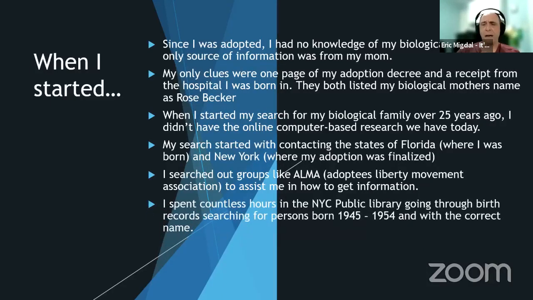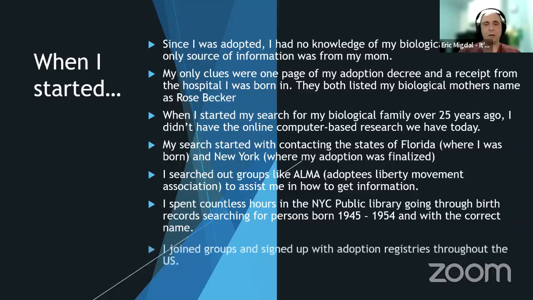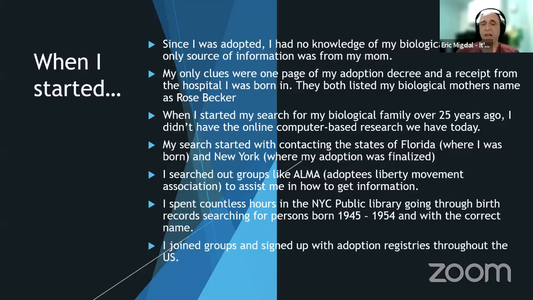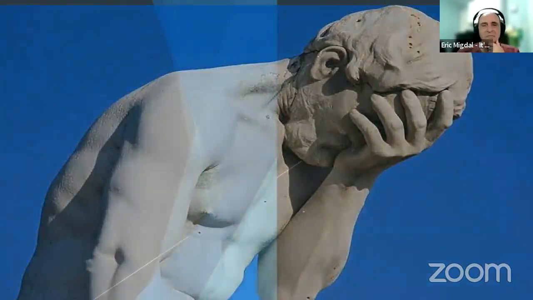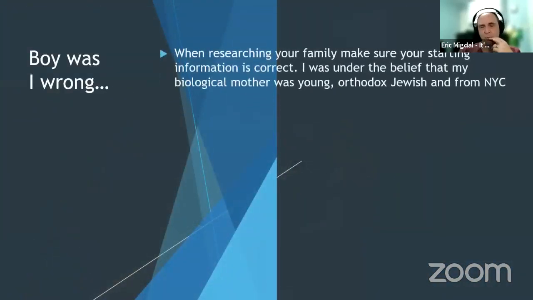I spent countless hours in the New York City Public Library going through birth records, searching for persons born between 1945 and 1954 with the correct name, Rose Becker. I joined groups and signed up with adoption registries throughout the United States. So, boy, was I wrong.